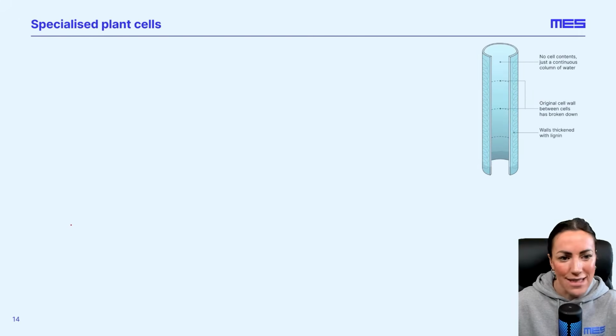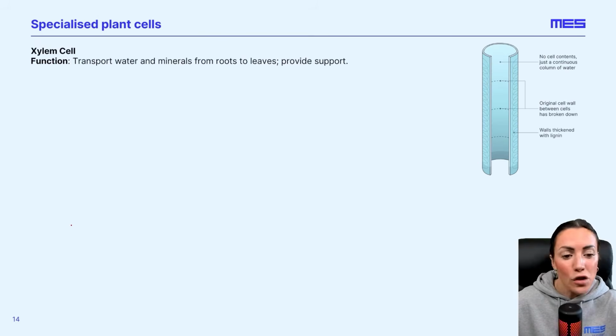Two more specialized plant cells. So we're going to look at xylem cells. Now the function of xylem cells is to transport water and minerals up the plant from the roots to the leaves. Also, the xylem vessels do provide some support, okay? So this is one of the cells that students probably find hardest, I would say. But if you look at the diagram, the xylem cells, I can actually see 1, 2, 3, 4 xylem cells here.